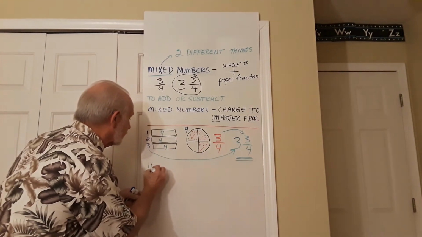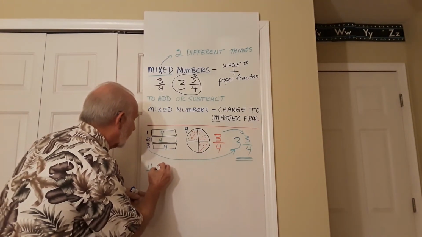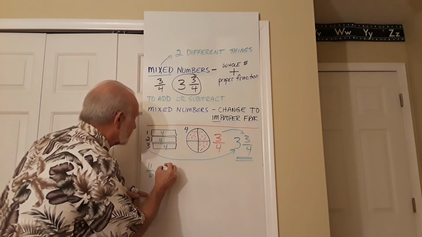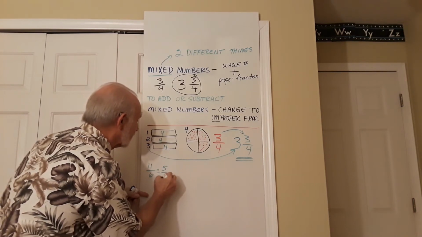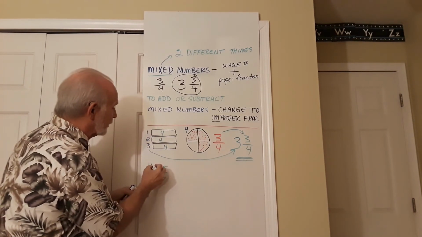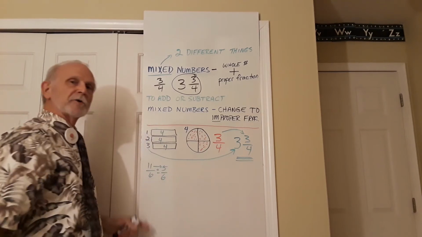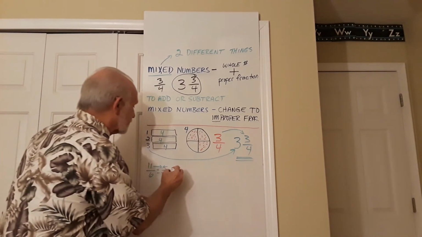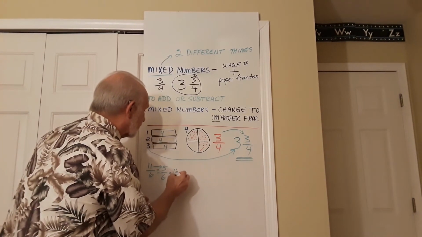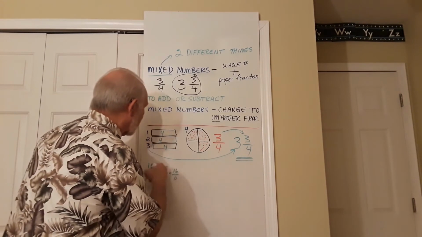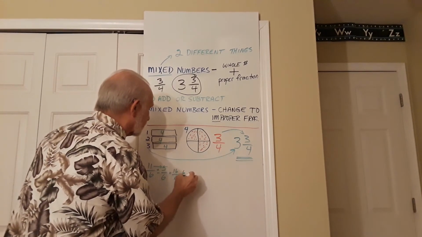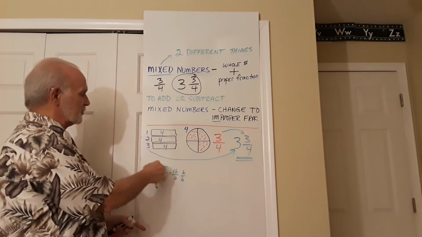Here is 11 over 6, and if we're going to add or subtract, say, 5 over 6, all we do here is do the numerators. 11 plus 5 is 16 over 6, or if we were going to subtract it, 11 minus 5 is 6 over 6. Easy. You're just subtracting two numbers.